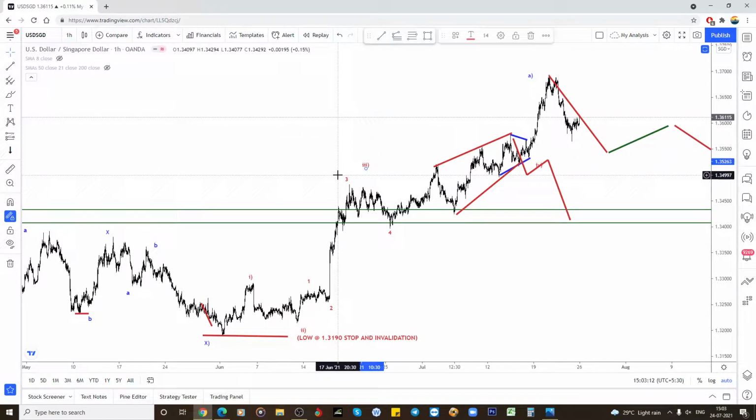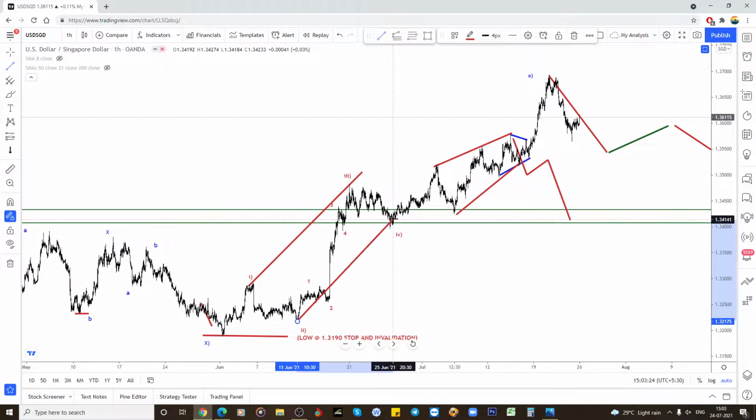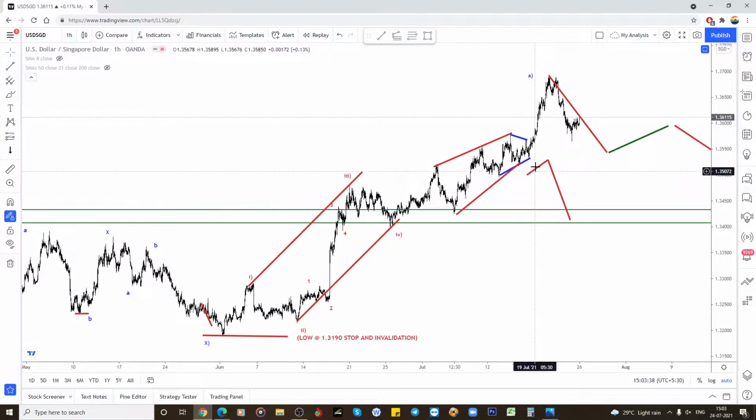So the third wave ended here. The previous one I did like this. So the third wave ended. The fourth wave is here, and that is exactly what I expected, the perfect channel. Everything is valid for this. So 1, 2, so 3, 4. So 1, 2, 3, 4, 5 is the ending diagonal. I am expecting this, but what happened? It is still looking bullish here, but we expected this downtrend.